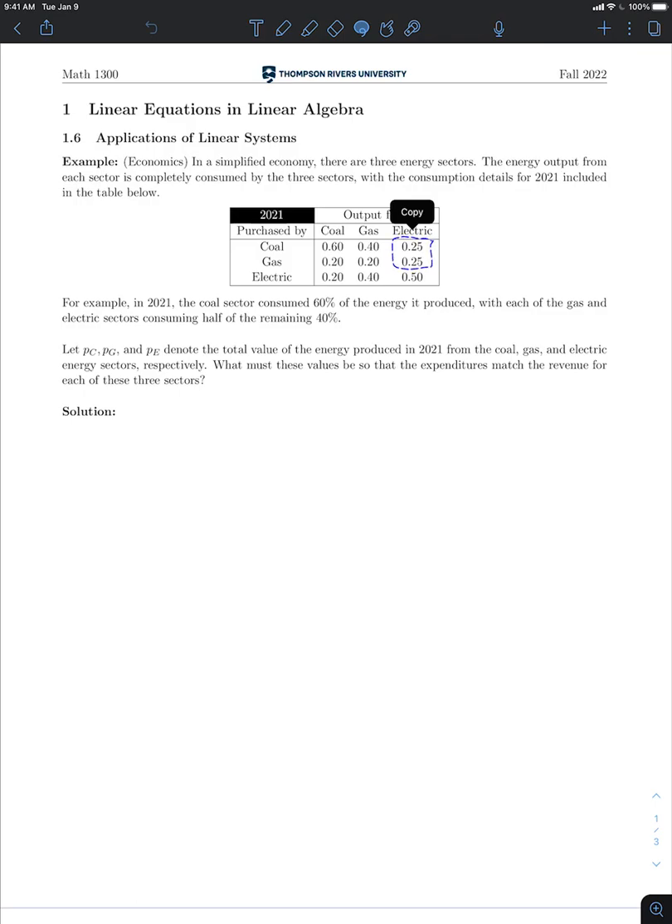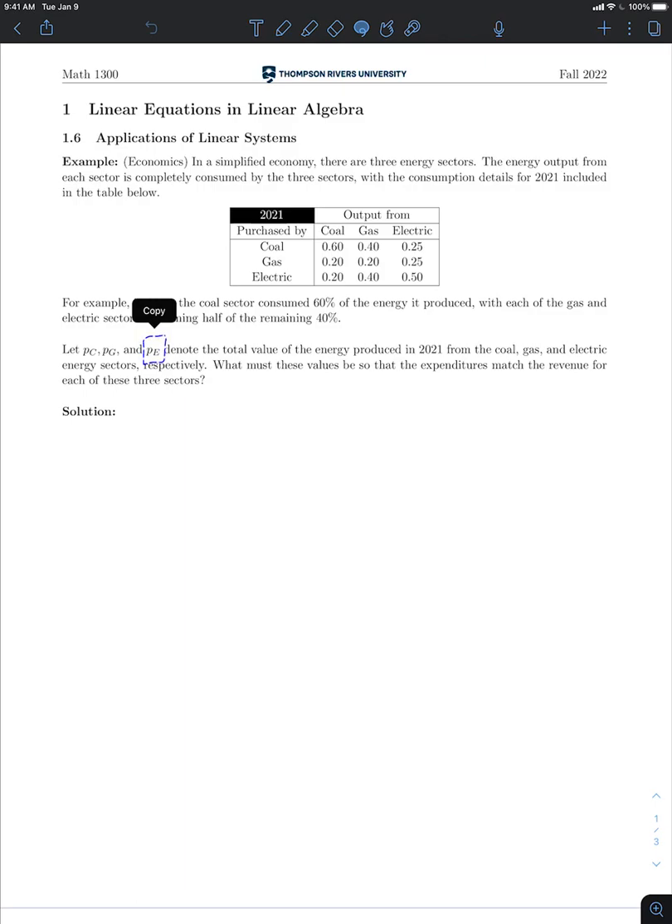What we're going to do is look for an equilibrium in some sense. So we're going to introduce another idea here, and here's some new notation just specifically designed for this problem. The idea is that P sub C, so let's focus on the P sub C, that's the price that the coal sector is going to charge as a whole for all of the energy it produced in 2021. And then P sub G, well, that's the price that the gas sector is going to charge for the total sum of all the energy that it produced in 2021. And then same with the electric sector. It's going to have a similar notation.